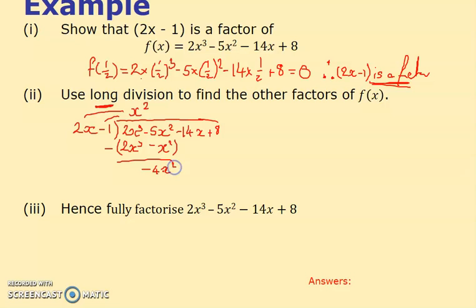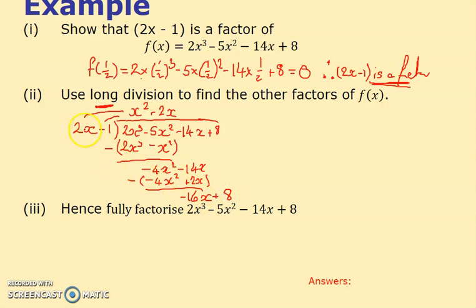If you're going to make a mistake, that will be where you do it. Guarantee it. Bring down the minus 14x. And then we say, what do I times 2x by to get minus 4x squared? And I reckon it's minus 2x. And we do that multiplication trick again. Minus 4x squared plus 2x. Put it in a bracket to remind me to take away. So that minus that disappears. Minus 14 minus the minus 2x, that's minus 16x plus 8.